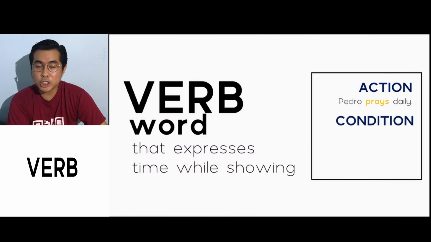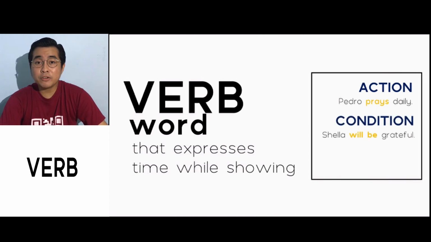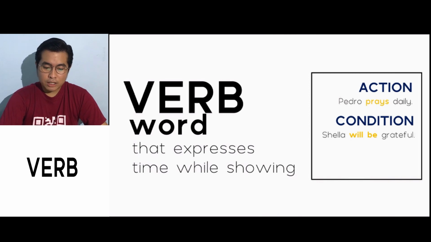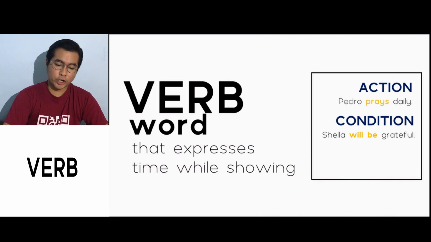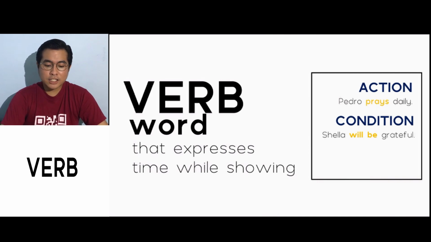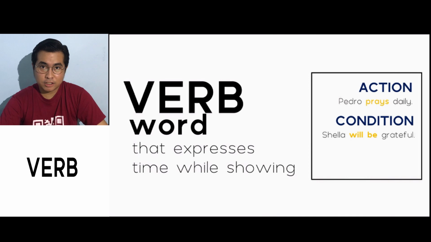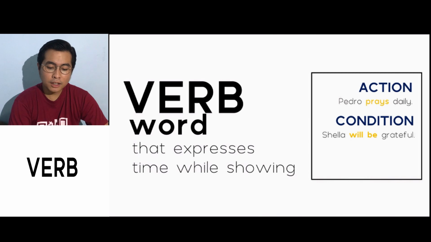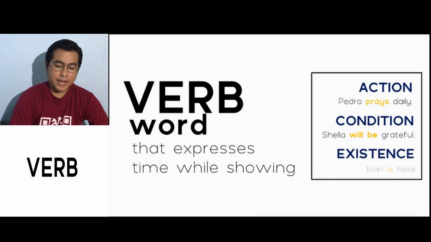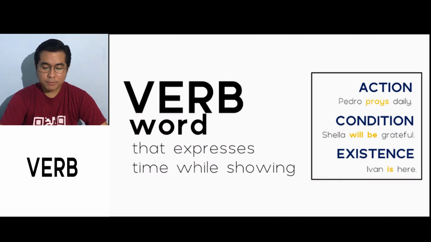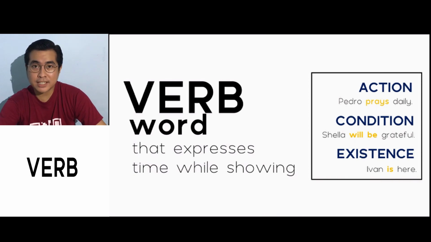Another one is a condition. Sheila will be grateful. Here, your verb will be is connecting the subject Sheila to a complement, or to a condition that describes Sheila in the future. In this case, Sheila will be grateful. And then the next one, an existence, or it could also be a location. Like Ivan is here.